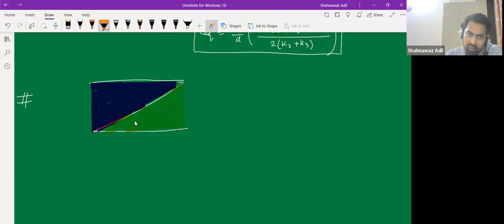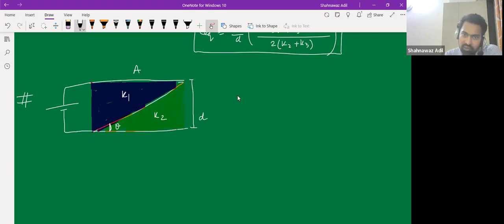So you have this. This is K1, this is K2. This area is A, this is theta, and this distance is t. And this is connected to positive. So you have to find C equivalent. So here you have to integrate, right? Yes, absolutely right.